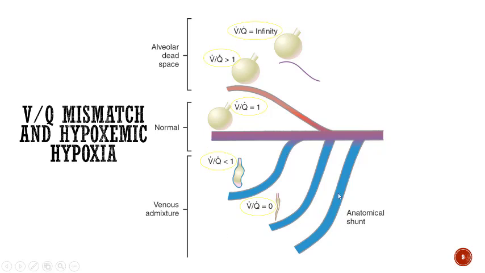So this is just a reminder of what VQ mismatches look like. This is an example of shunting right here because you have perfusion without ventilation. You can see these alveoli are not inflated properly.